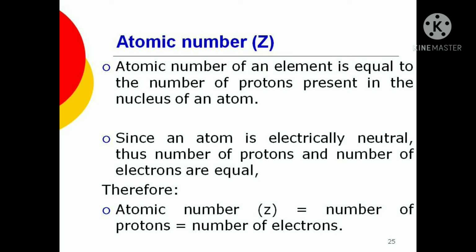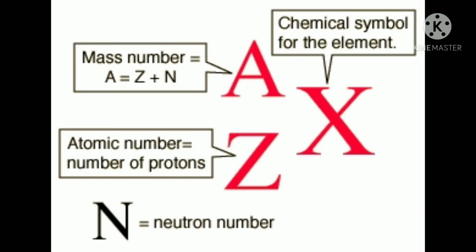Since the atom is electrically neutral, the number of protons and the number of electrons are equal. The atomic number, to which we give the symbol Z, is equal to the number of protons, and that is always equal to the number of electrons also, but the mass of the electron is negligible, so we take only protons for the atomic mass.